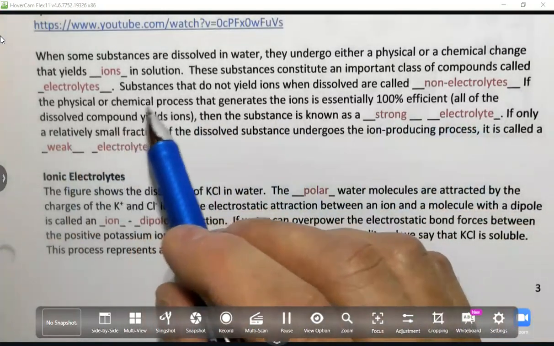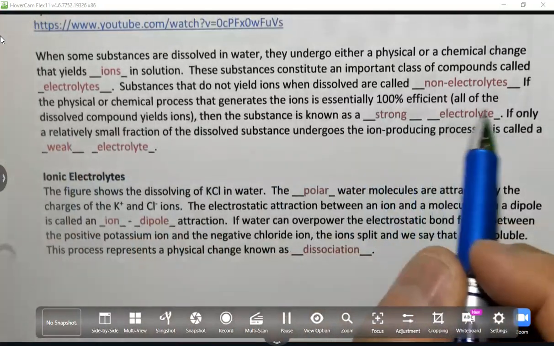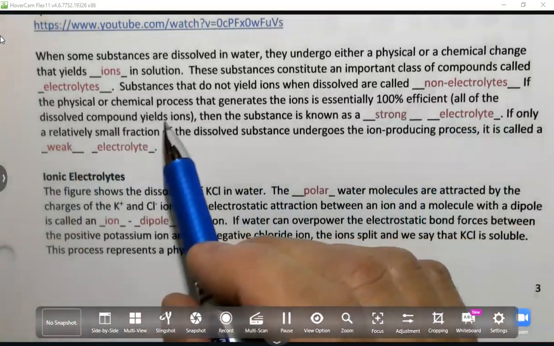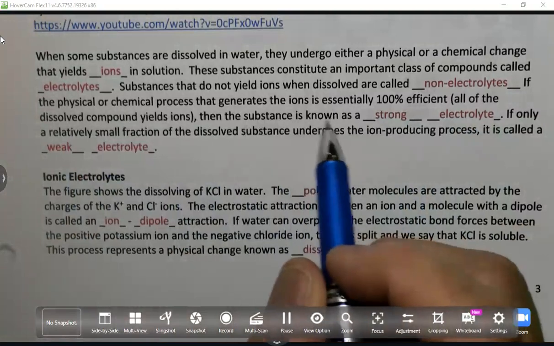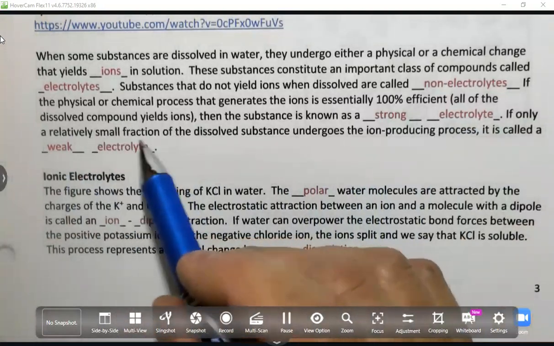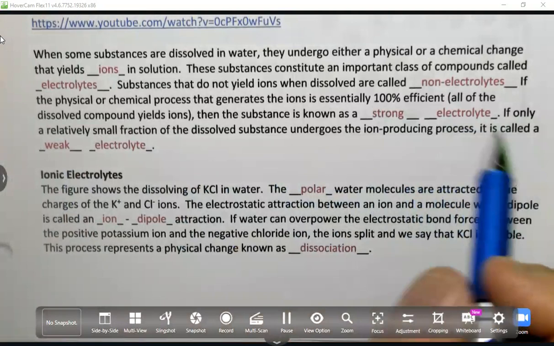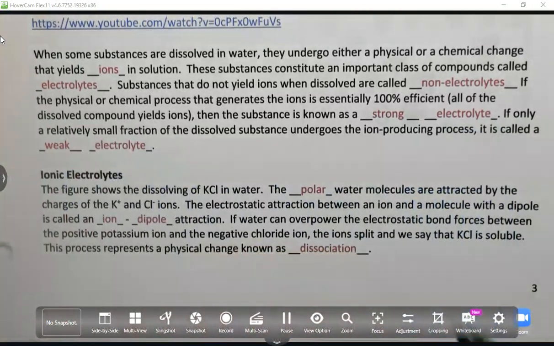If the physical or chemical process that generates the ions is essentially 100% efficient, all of the dissolved compound yields ions. Then the substance is known as a strong electrolyte. If only a relatively small fraction of the dissolved substance undergoes the ion producing process, it is called a weak electrolyte.